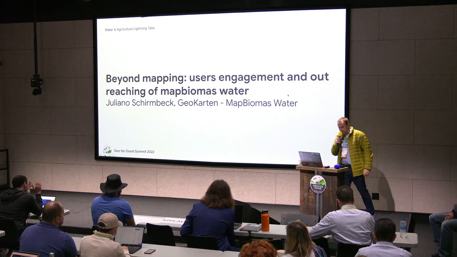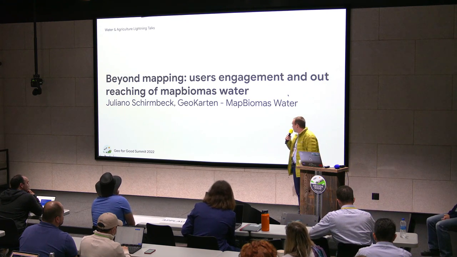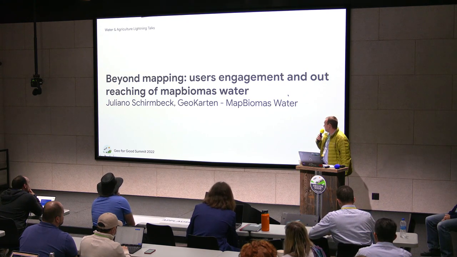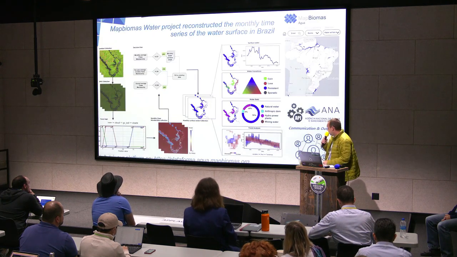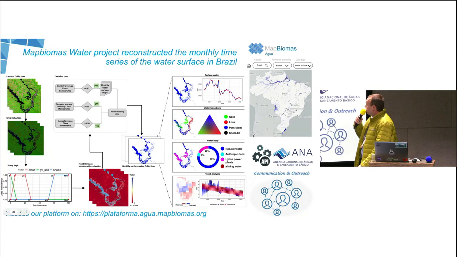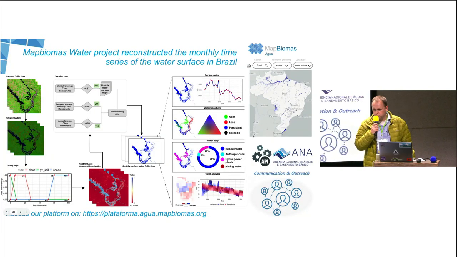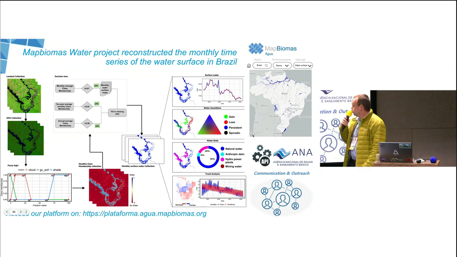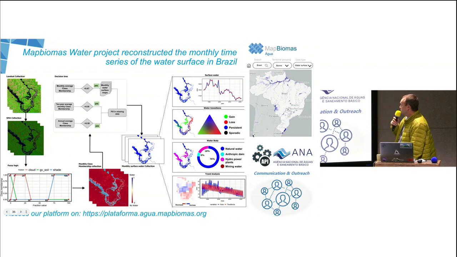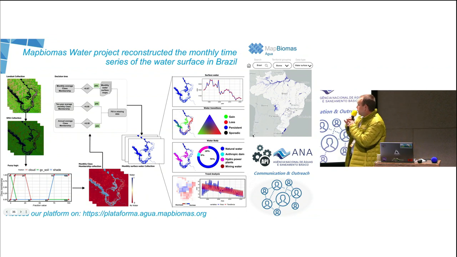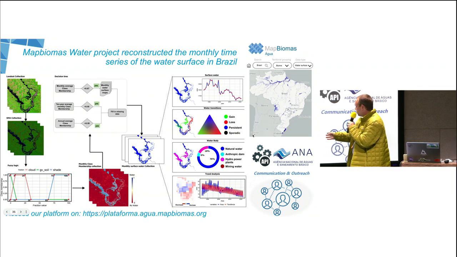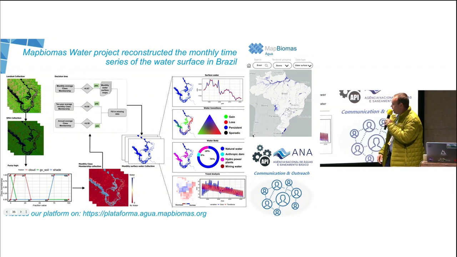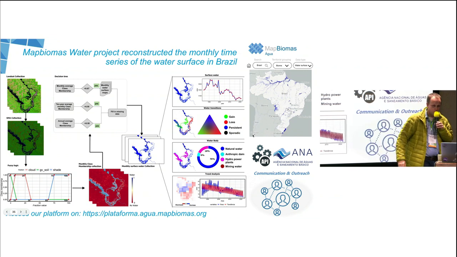Hi, I am Giuliano and I work at Geocarton in MapBiomas, land use, land cover, and MapBiomas Water. I will talk about the MapBiomas Water project. This project reconstructs the monthly surface waters in Brazil using Landsat images. The products are the surface waters, the transition maps, the trends of increase or decrease of the water surface, and the classification of water bodies.